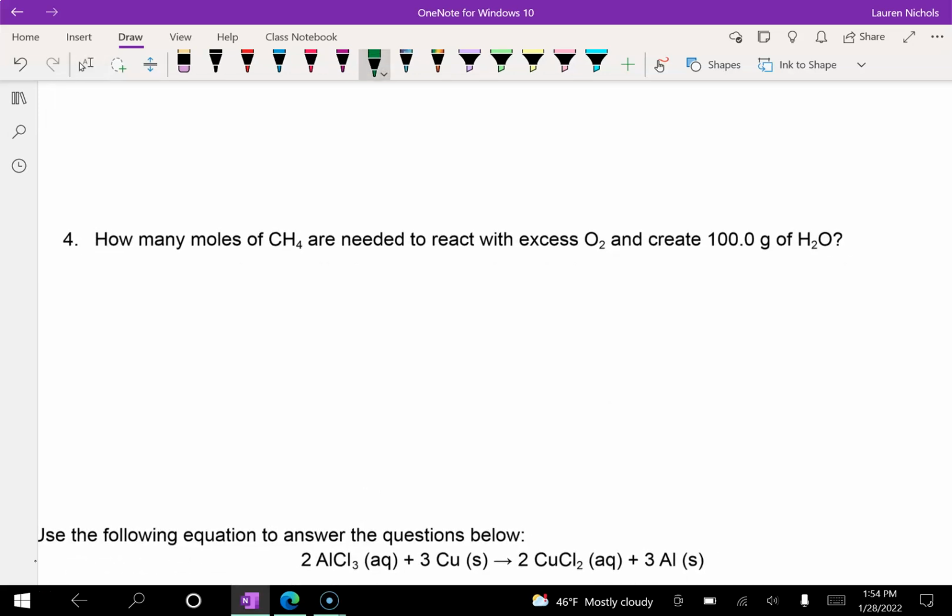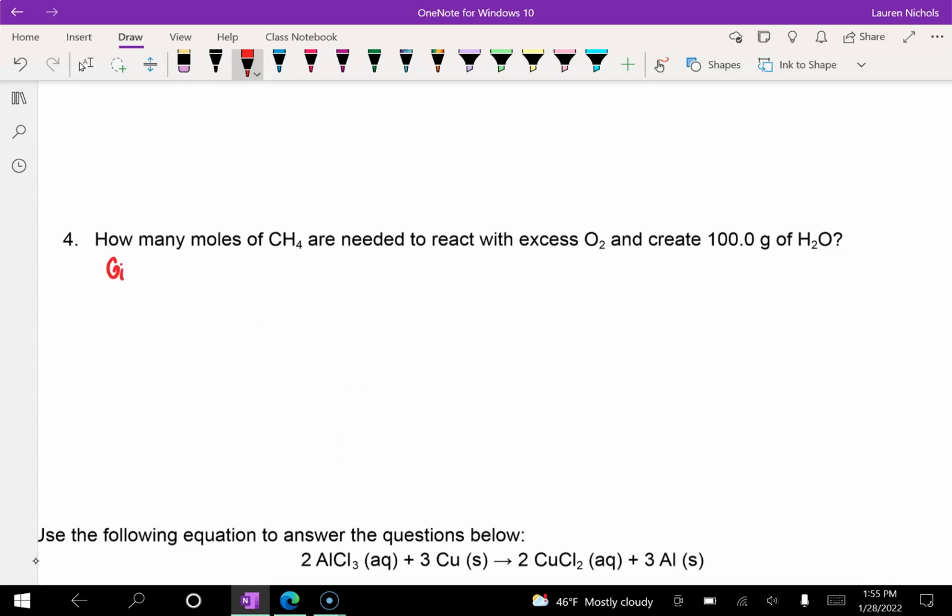And this is going to involve both molar mass and our mole ratio. So it says how many moles of CH4 or methane are needed to react with excess oxygen to create 100 grams of water. Now there are 3 different chemicals mentioned here, but only 2 of them are important.